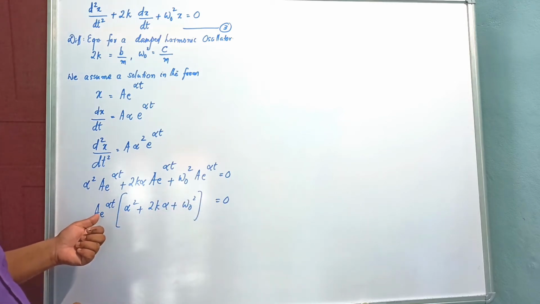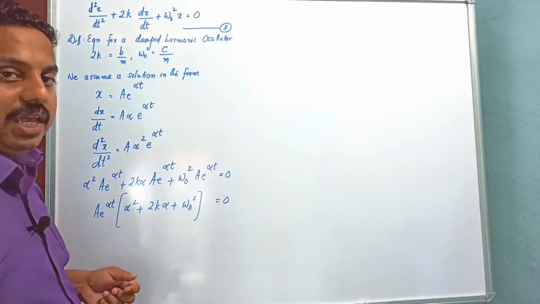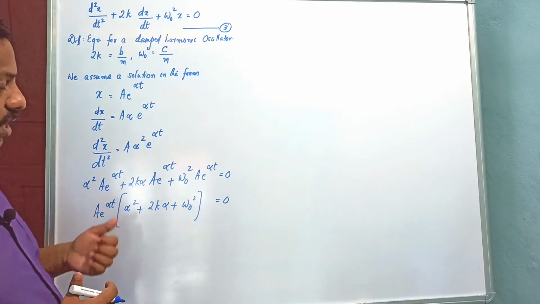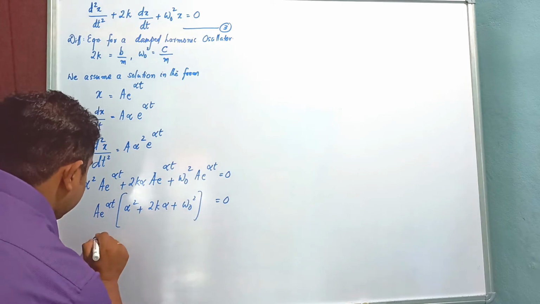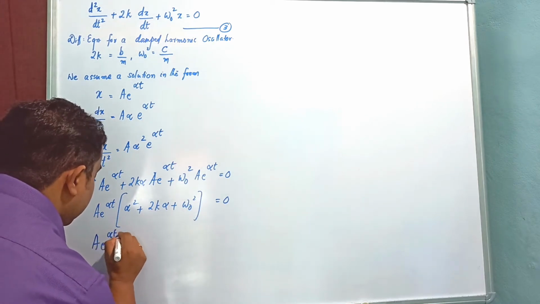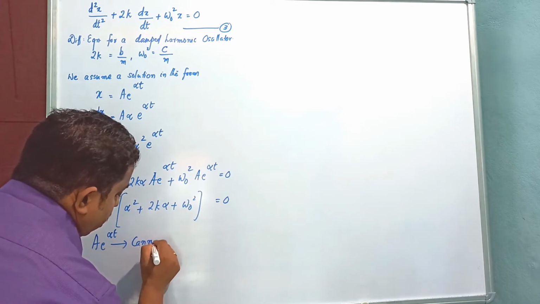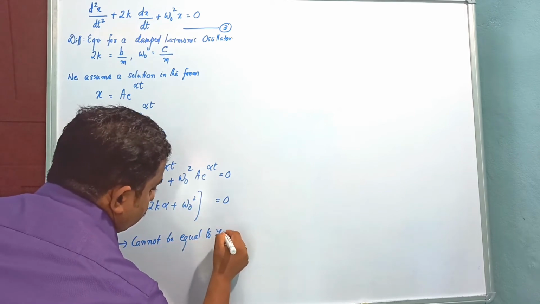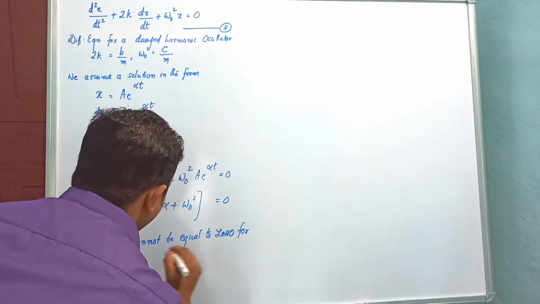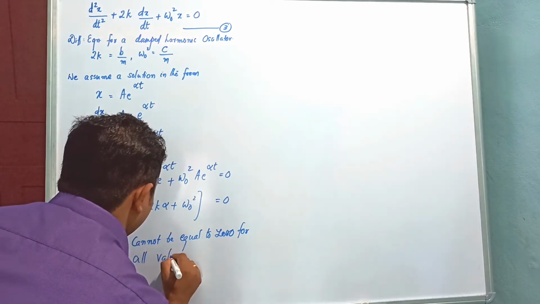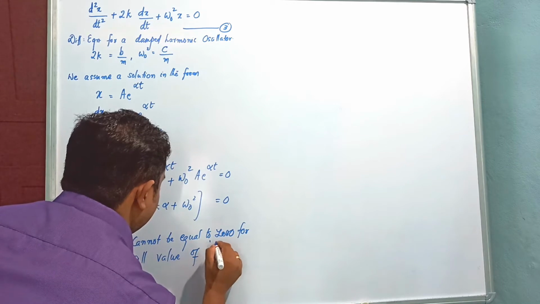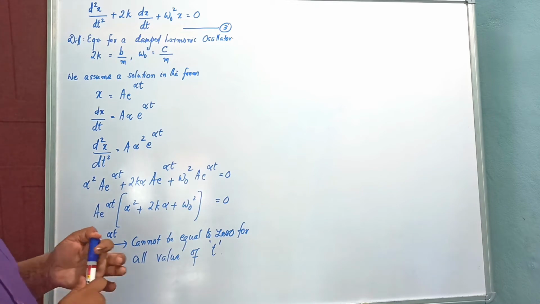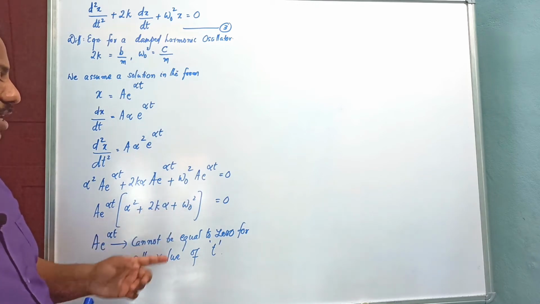But here a e raised to alpha t cannot be equal to 0 for all values of time t. So alpha square plus 2k alpha plus omega 0 square becomes equal to 0.